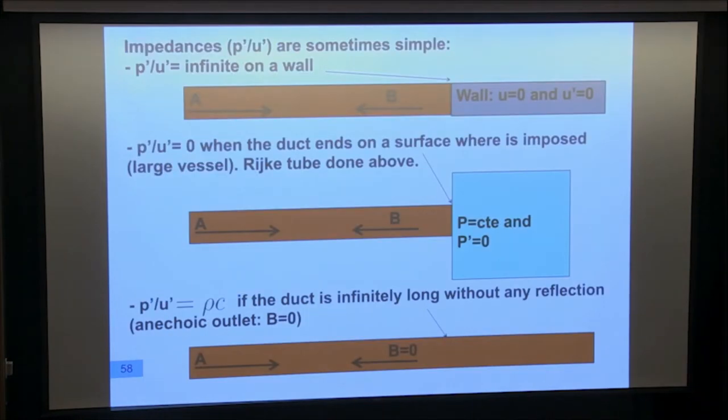Let me give you examples where we know impedances, which are maybe not always intuitive. If you have a wall here, U prime is going to be equal to zero, so the impedance is infinite. Okay, that's simple. If your chamber finishes in open air, that's not the case for most chambers in real engines, then P prime will be equal to zero, so the impedance is zero. If the tube is so long that nothing comes back, that's called a non-reflecting outlet, then P prime over U prime will be equal to rho C, because all the waves are propagating in the y direction and no one is coming back.